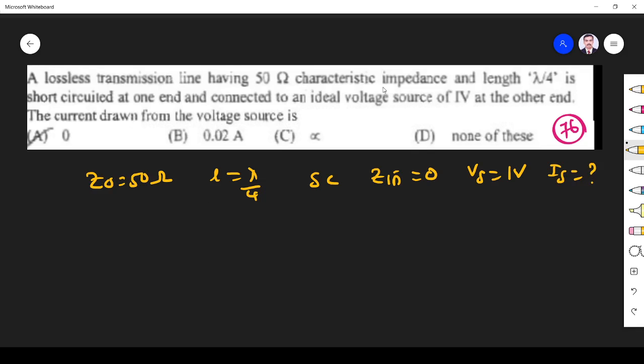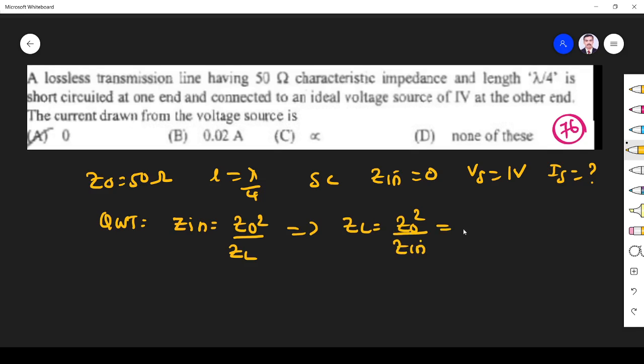So you see 50 ohm characteristic impedance and the input impedance is 0, so it is a quarter wave line, right? For a quarter wave line, Zin is equal to Z0 squared by ZL. This implies ZL, the load impedance, is Z0 squared divided by Zin. So Zin is 0, so it is infinity. Fine. So ZL is infinity.